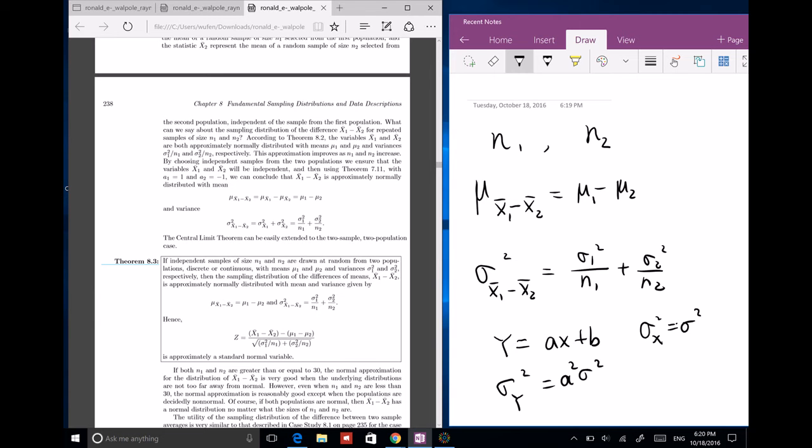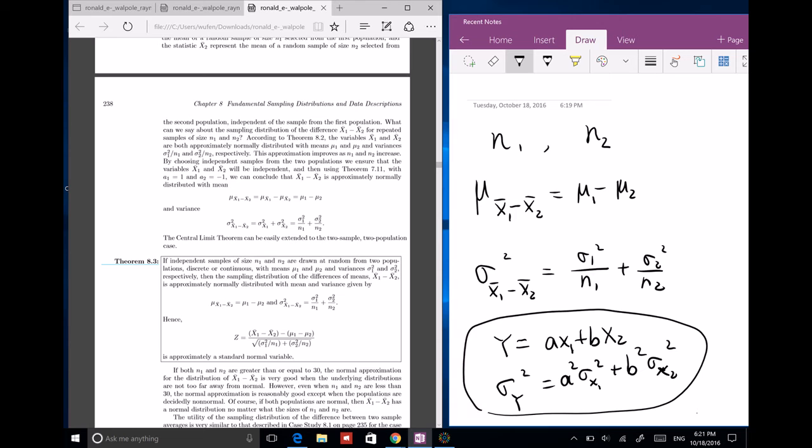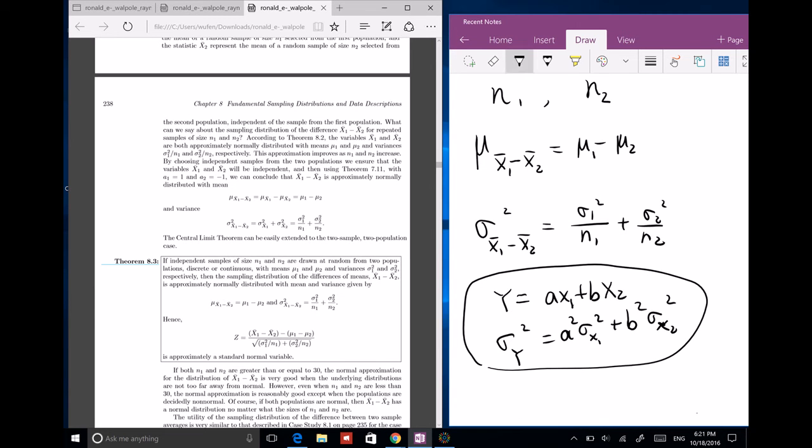Okay, in the previous chapter, if you have a1 x1 plus a2 x2, then sigma y square is a1 square sigma x1 square plus a2 square sigma x2 square. In the previous section you learned that if you have a linear combination of x1 and x2, the mean value is just a times the mean value of x1 plus b times the mean value of x2. But for the standard deviation you have a square, the square of both coefficients.